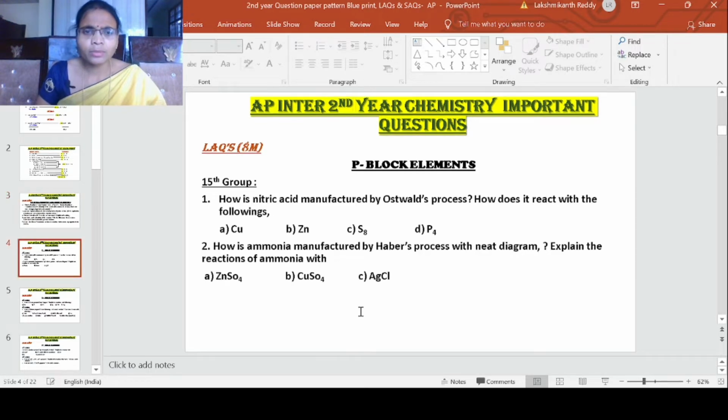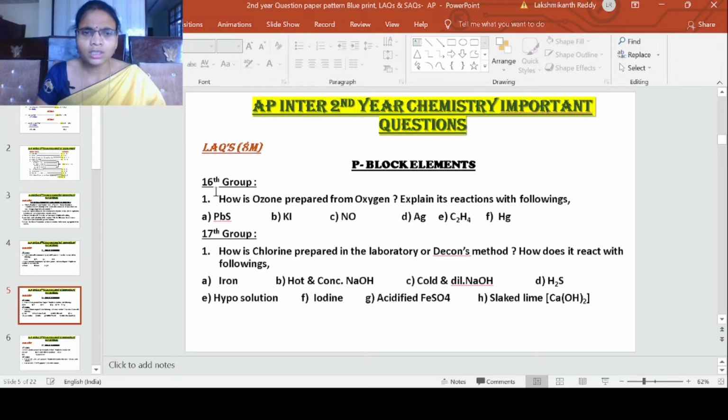Okay. Next, P block elements. From 15th group elements, we expect long answer type questions. Nitric acid preparation, manufactured by Ostwald process. How nitric acid reacts with the following. Next, ammonia manufactured by Haber process. How ammonia reacts with the following. These are very, very expected questions. Next, 16th group elements. How is ozone prepared from oxygen? How ozone reacts with the following.